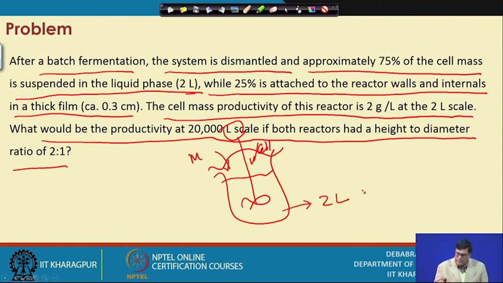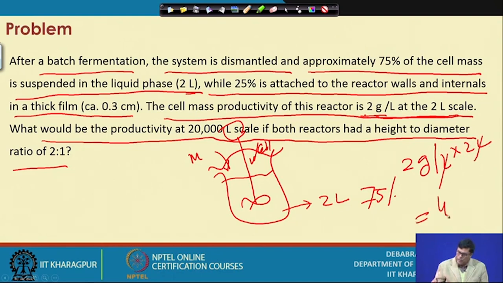And if you say 75%, you take the liquid out, and approximately 75% of the cell mass is suspended in the liquid. So what is the total amount of cell mass we have? The cell mass productivity is 2 gram per liter at 2 liter scale. That means how much is the cell mass? 2 gram per liter into 2 liter, am I right? The liter will cancel, so this will be 4 gram.